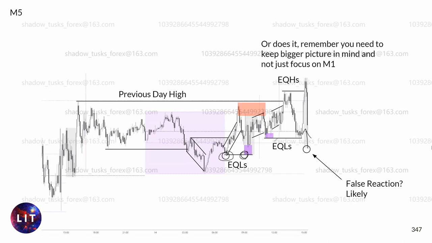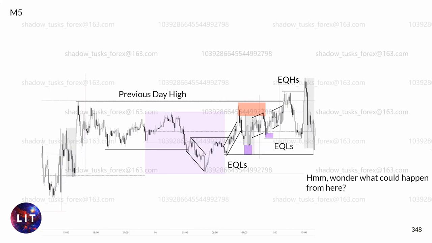Maybe you've got your smart money traders. Oh yeah, equal lows, FU, this mitigation. But we know we shouldn't take a mitigation from here. Why? Lies on liquidity. So this is very likely a false reaction. What can we expect after this? Interesting. Just tap it out.